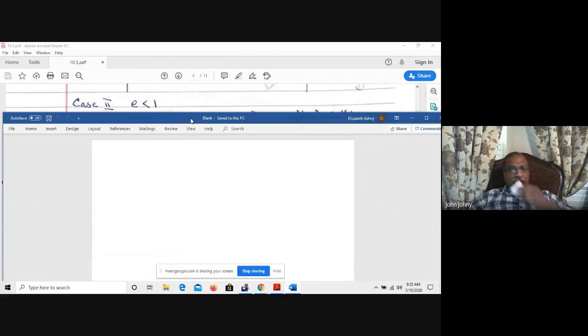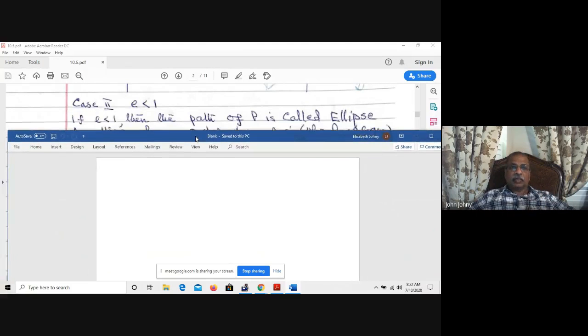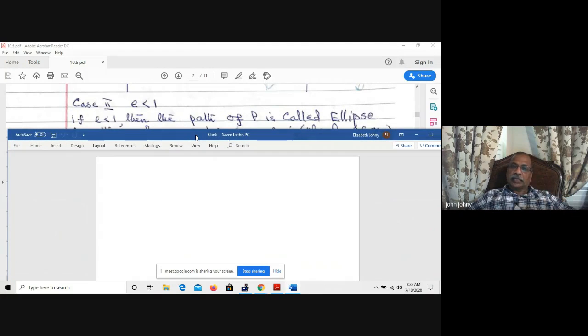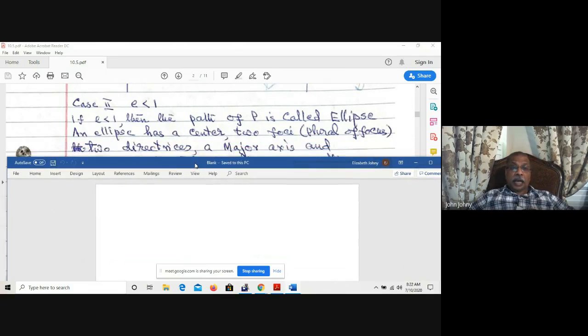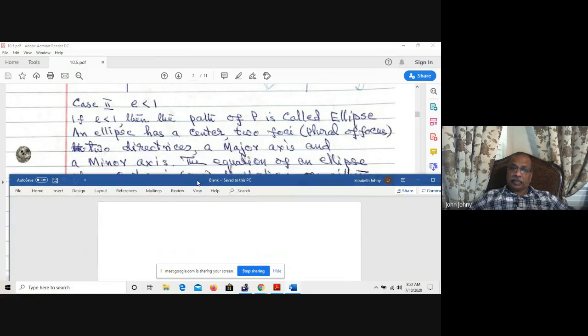Case 2. Eccentricity is less than 1. E is less than 1. If E is less than 1, then the path of P is called an ellipse. An ellipse has a center, 2 foci. Foci is the plural of focus. So 2 foci and 2 directrices, a major axis and a minor axis.